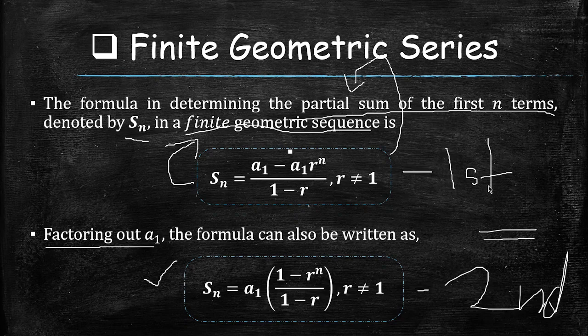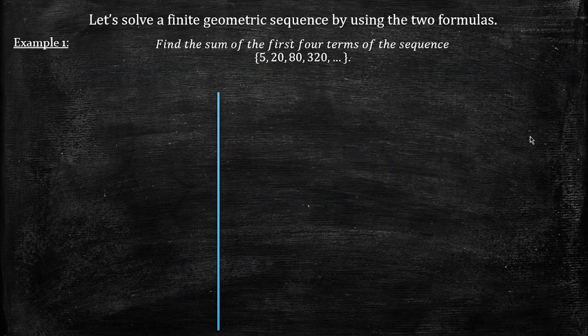Now, we are going to apply the two formulas in example 1 in determining the partial sum of the first n terms in a finite geometric sequence. So, gagamitin natin sa example number 1 yung two formulas for finding the partial sum of a finite geometric sequence or finite geometric series. So, let's try. Let's solve a finite geometric sequence by using the two formulas.